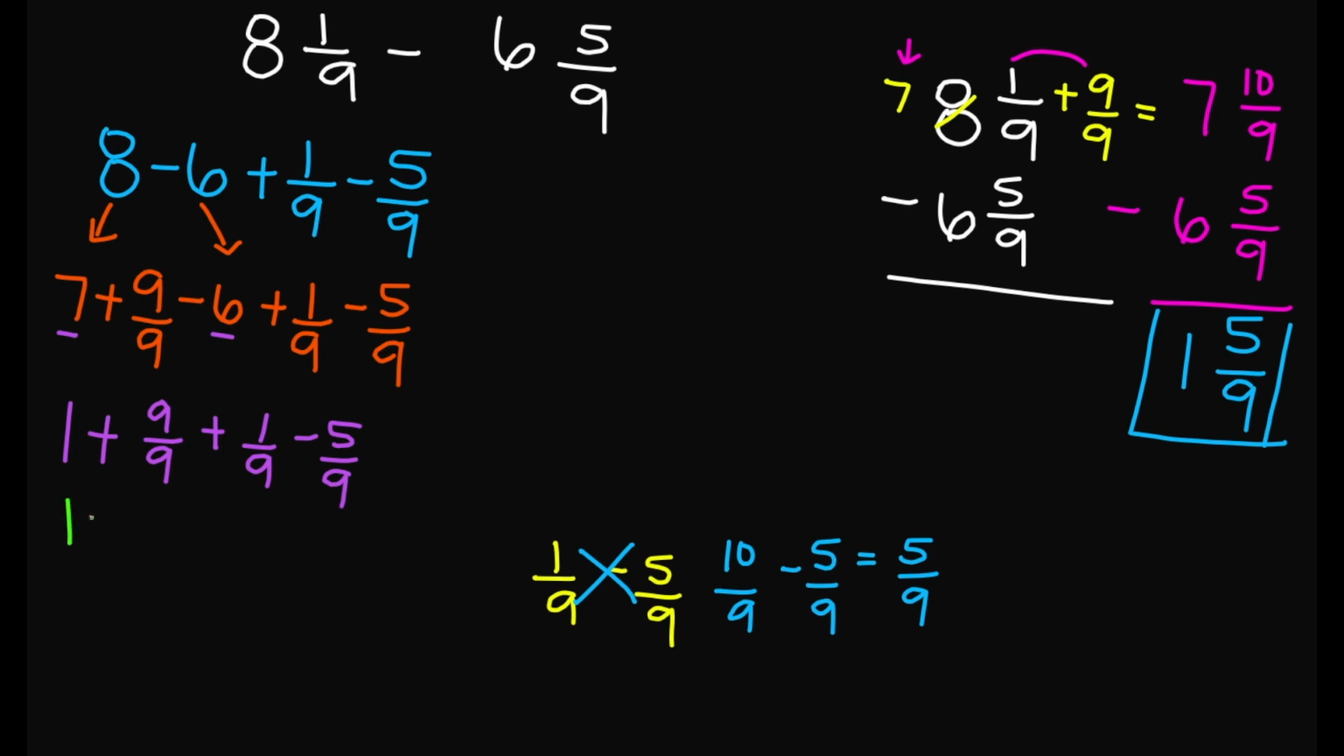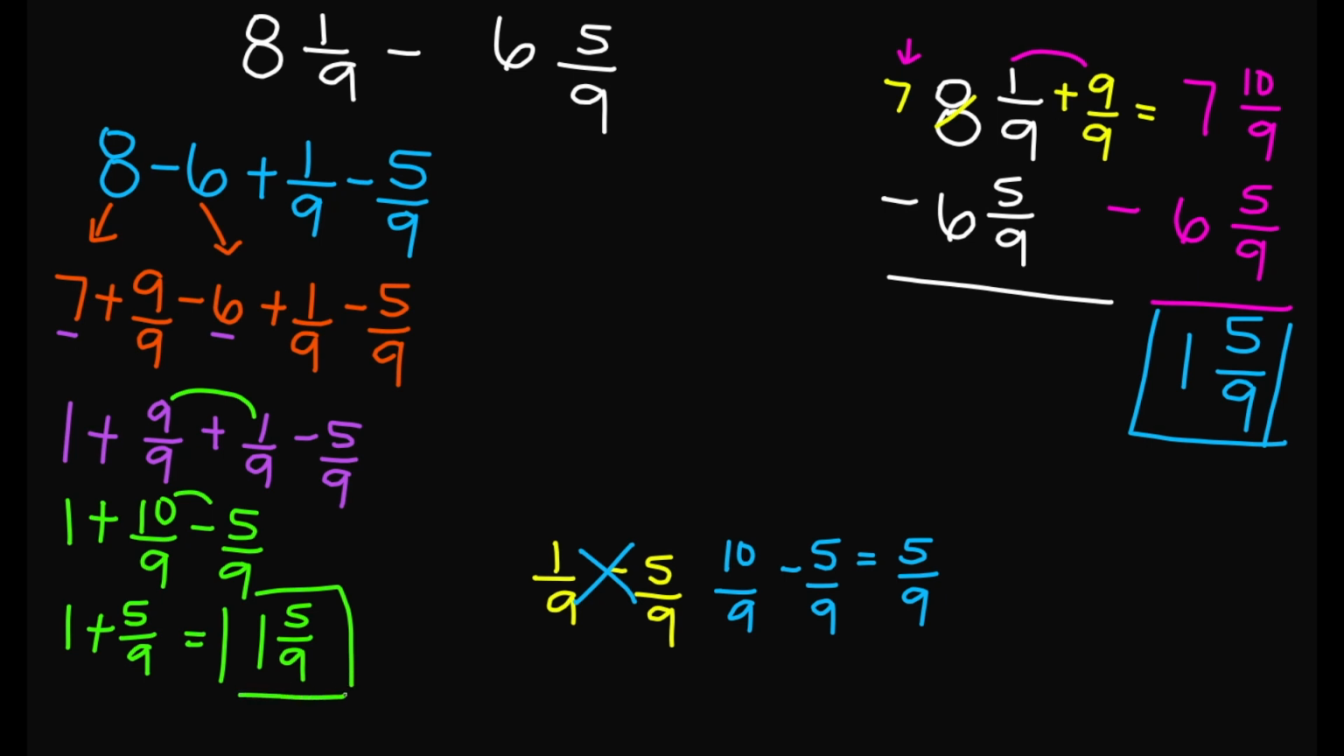So we have 1 plus 9 plus 1. Since my denominators are the same, I can go ahead and just add my numerators. So 9 plus 1, this is going to be 10 over 9 minus 5 over 9. So you have 1 plus 10 minus 5. This is going to be 5 over 9. And when you combine, you're going to get 1 5/9. And this is your final answer here.